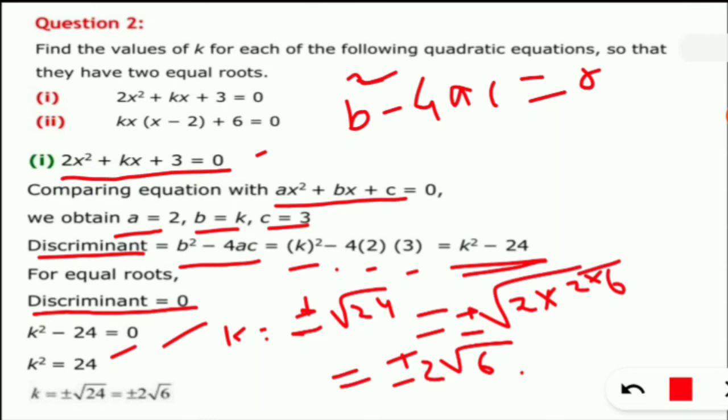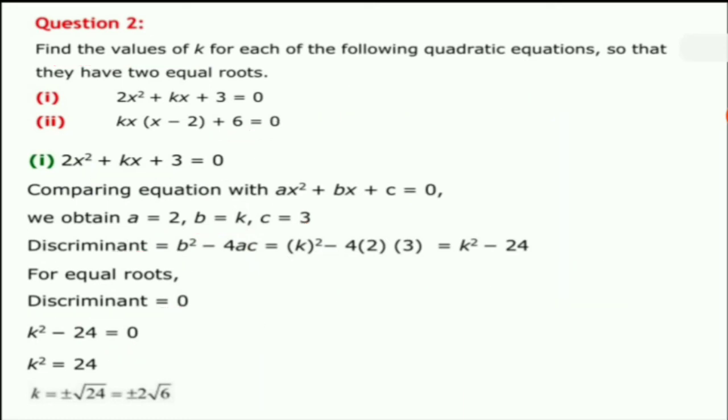So the values of k equal to plus minus 2 root 6. Next, the quadratic equation is kx(x minus 2) plus 6 equals 0. Same condition: find the value of k for each of the following quadratic equations so that they have two equal roots. Okay, now question number 2, that means Roman number 2.